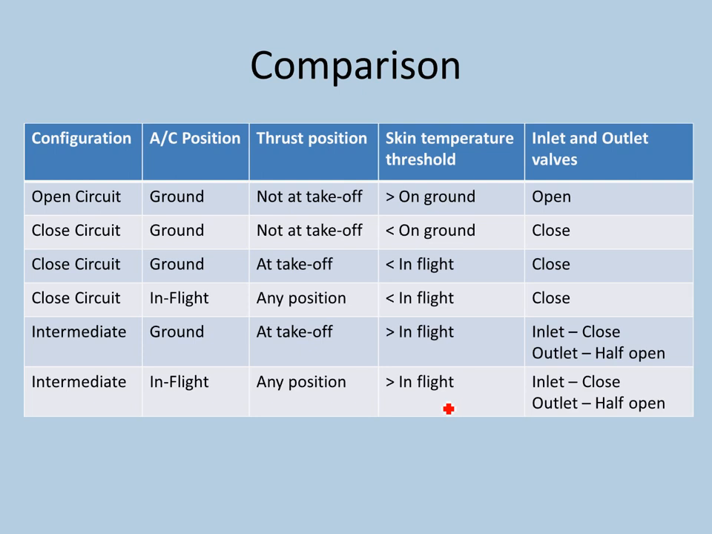So what as a pilot we should know is when the valves are open and closing, and what the normal configuration is. Open circuit is normal ground configuration, closed circuit is normal in-flight configuration. So that is enough to know. You can go and study in detail from the FCOM, but this I think will do.